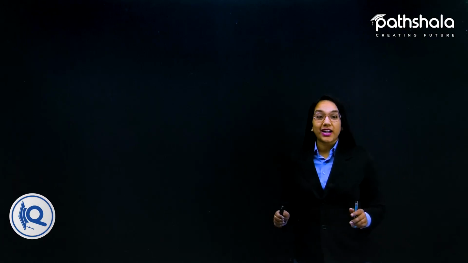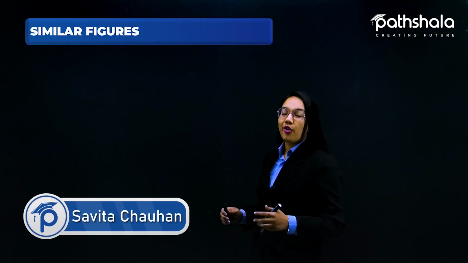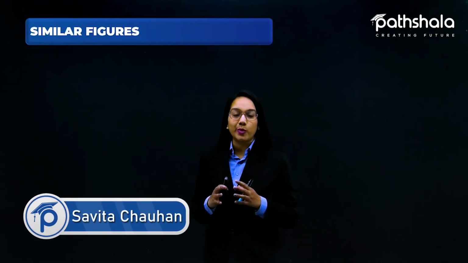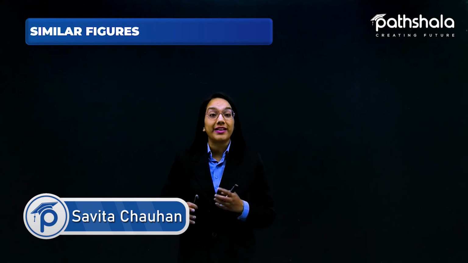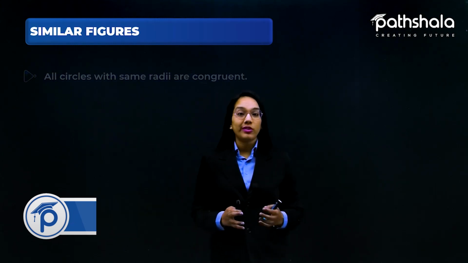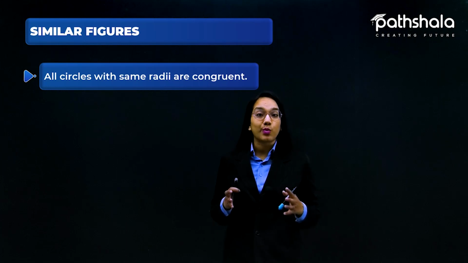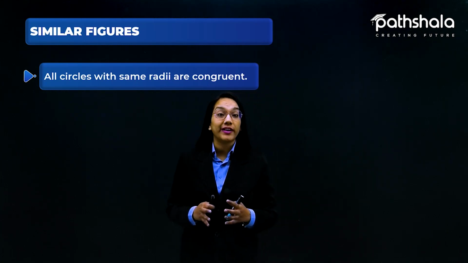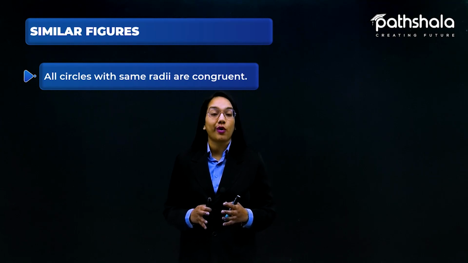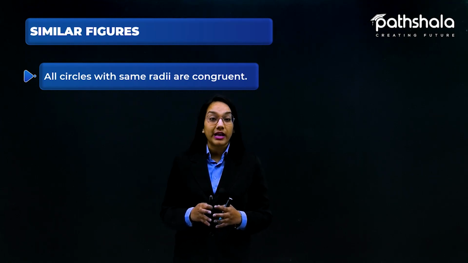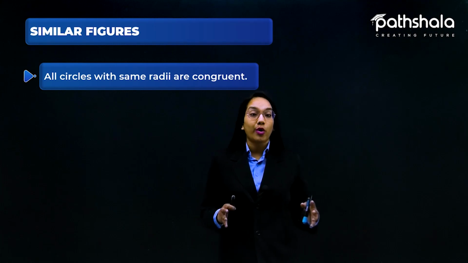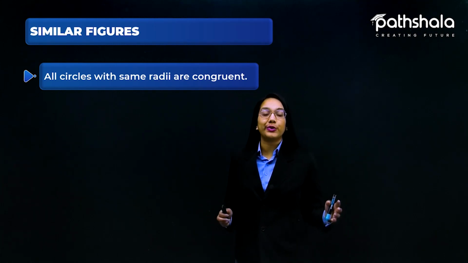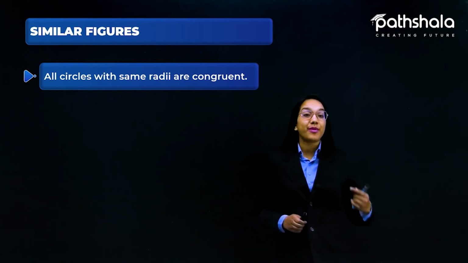So let's just start the chapter with the definition of similar figures. But first, let me recall the congruency rules. We know that all circles with the same radii are called congruent to each other. Two or more circles are said to be congruent if they have the same radii.